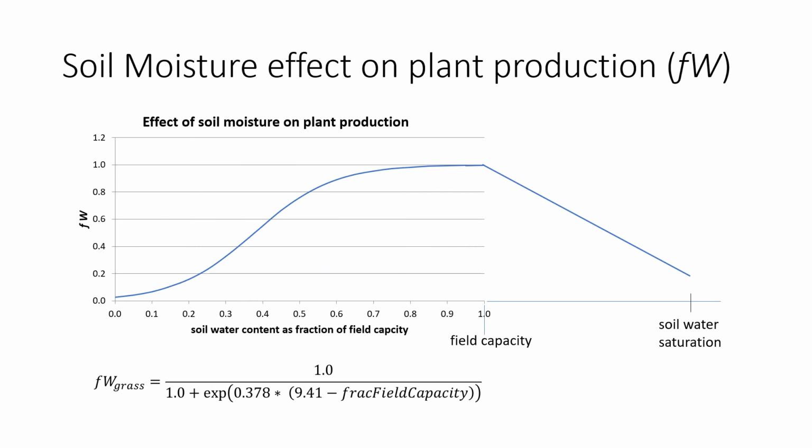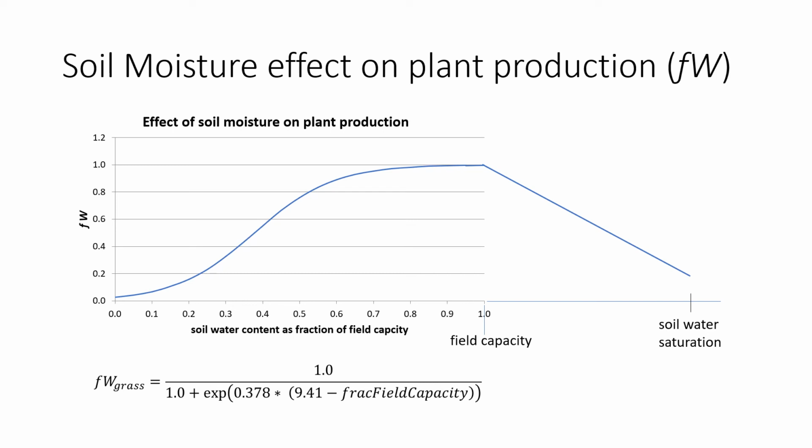A soil moisture effect on plant production. Again, this is just an example. This is the one that DayCent uses. And so it's got two parts to it. When soil water content is less than or equal to field capacity, which is represented up to this 1 here, and then when soil moisture is greater than field capacity all the way up to saturation. So when soil moisture is 0, the plant really doesn't grow. This would be a 0 and it would prevent the plant from growing.